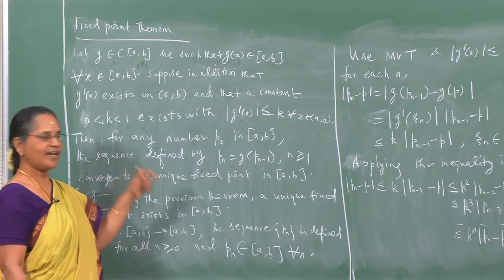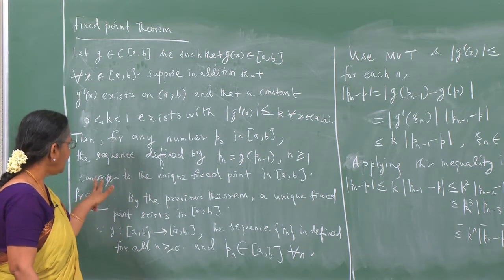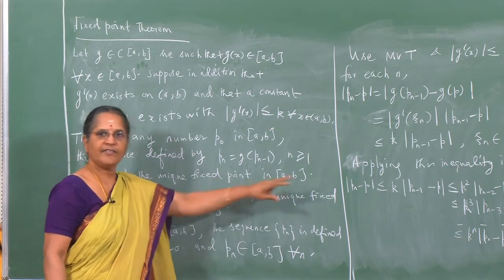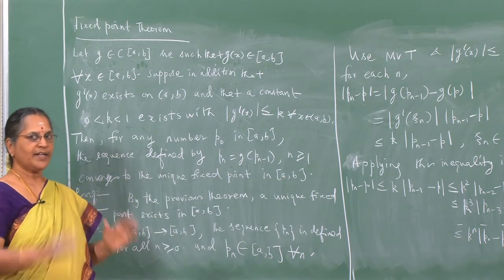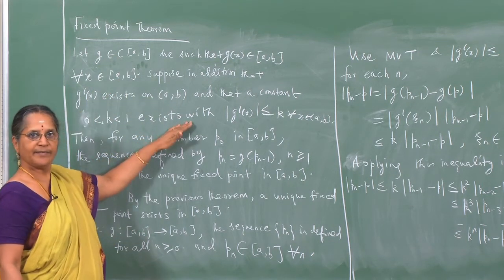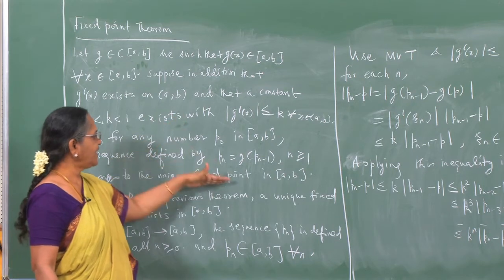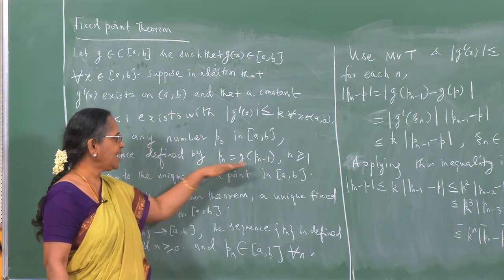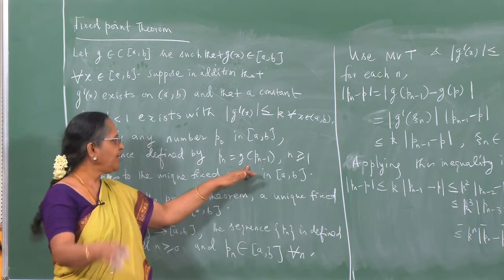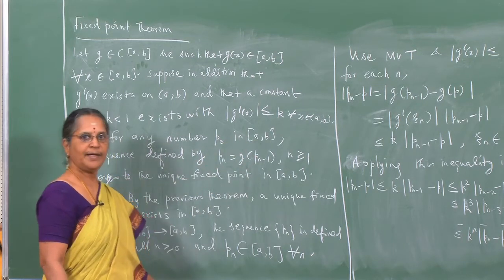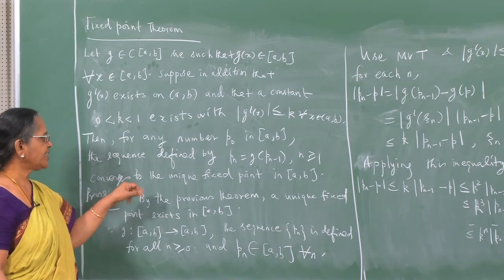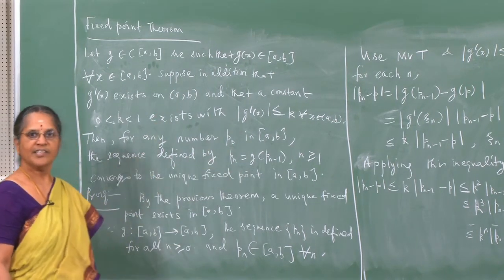This sequence of iterates p n converges to the unique fixed point in the interval a b. So, if the conditions mentioned here are satisfied, then the sequence of iterates generated by p n equal to g of p n minus 1 starting from any p naught which lies in the interval a b will converge to the unique fixed point in the interval for the function g.